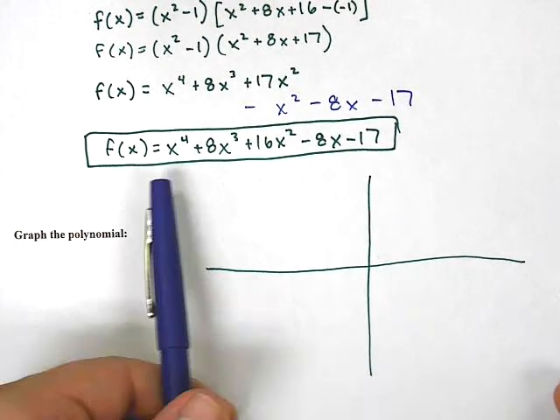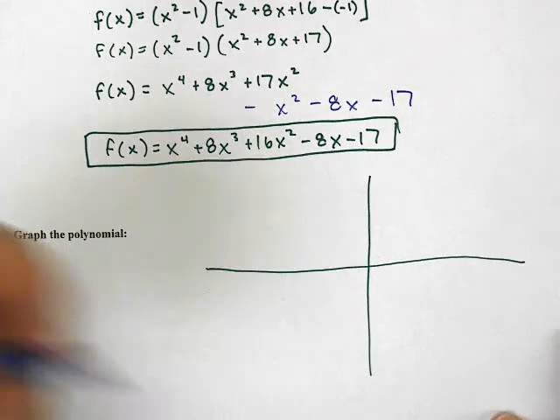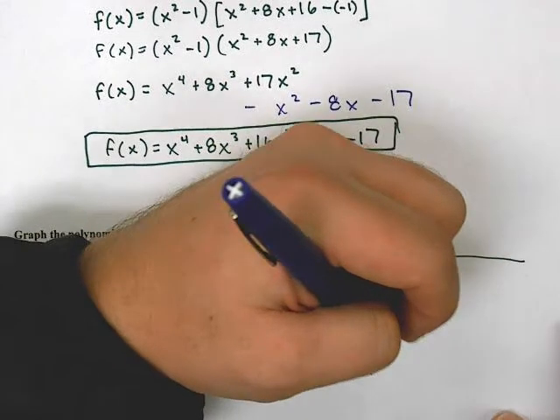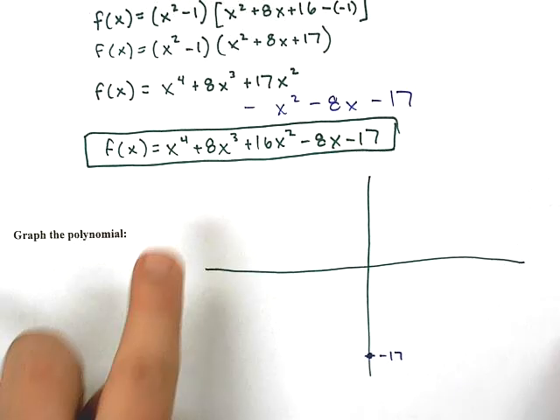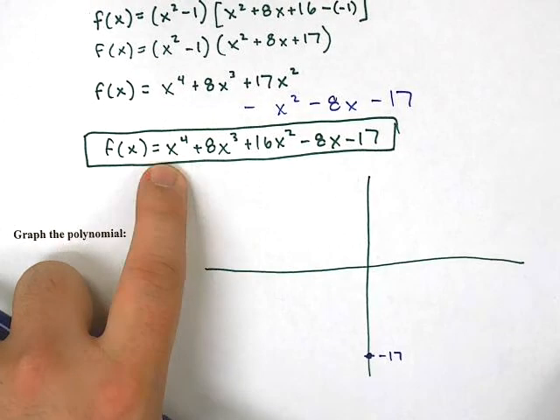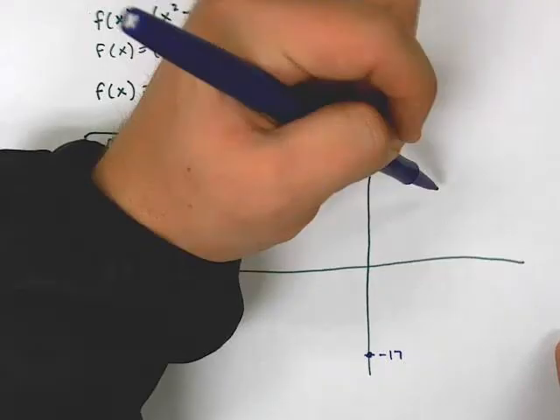I know from my new polynomial, my polynomial in standard form, that I have a y-intercept of negative 17. So that is a point. I also know my end behavior from this standard form. It's positive and it's even, so it's going to be up, up.